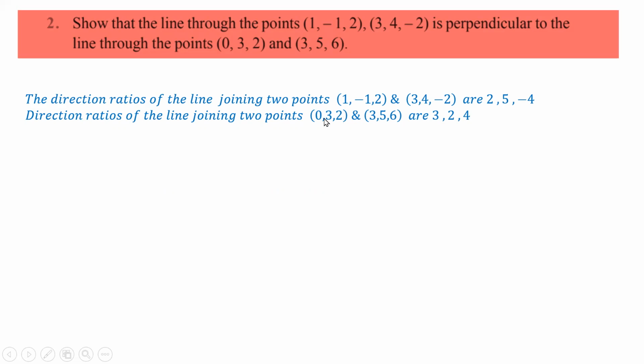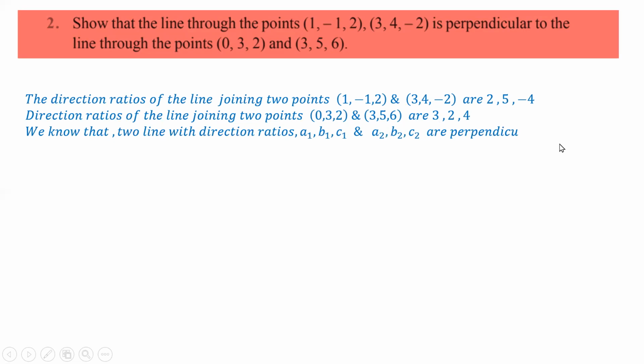Here also 3 minus 0 is 3, 5 minus 3 is 2, 6 minus 2 is 4. So here are the direction ratios of these two lines, and we need to show that they are perpendicular. First of all, write down the theory: if the direction ratios of two lines are given, then the condition for perpendicular lines is a1 a2 plus b1 b2 plus c1 c2 equals 0.